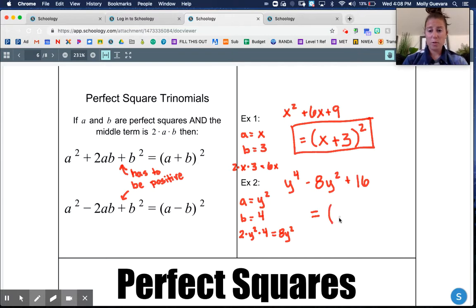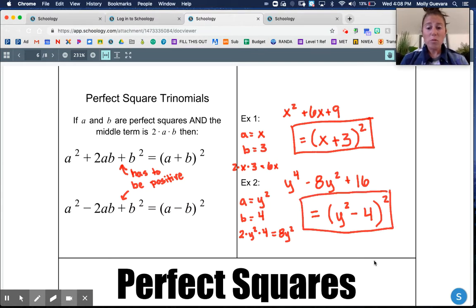So I open a parenthesis. A, in this case, is y squared, minus b, which is 4, close it, square it, and that's it. So again, if you don't realize that something is a perfect square, you can still use Xbox and you'll still get the same answer. So no worries there. It's just a nice little shortcut if you're able to recognize that something is a perfect square.